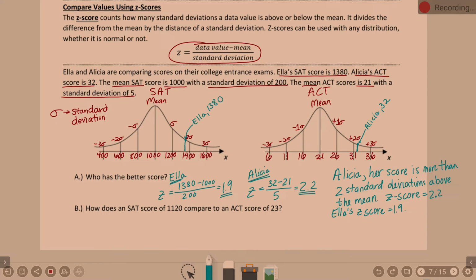Get what we need for A, and then look at B. How does an SAT score of 1120 compare to an ACT score of 23? What are we going to do? 1120 minus 1,000 divided by 200. What's he doing? He's finding the z-score, yes? So as he finds that z-score, we're going to be able to compare here.